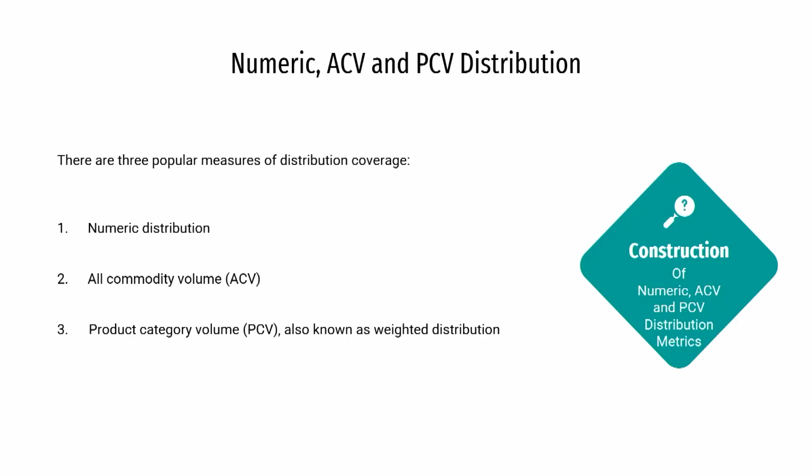Now, let us look at the construction of these three metrics. One is numeric distribution. Numeric distribution will tell you, let us say, out of 100 related outlets, in how many outlets your brand exists. All commodity volume will tell you what percentage of total sales is accounted for by the outlets that are keeping your stock. Product category volume is a more refined version of all commodity volume. We will look into each of these metrics one by one with some numerical examples.